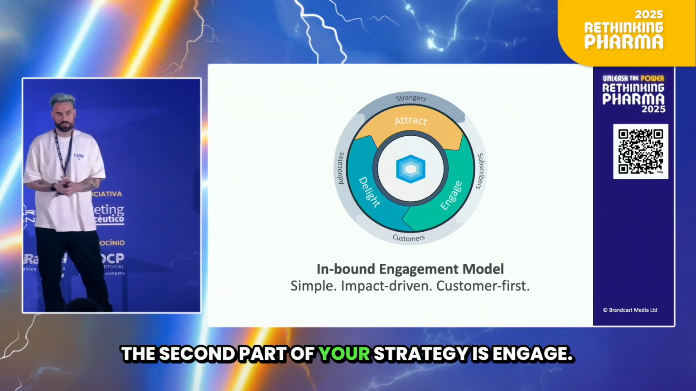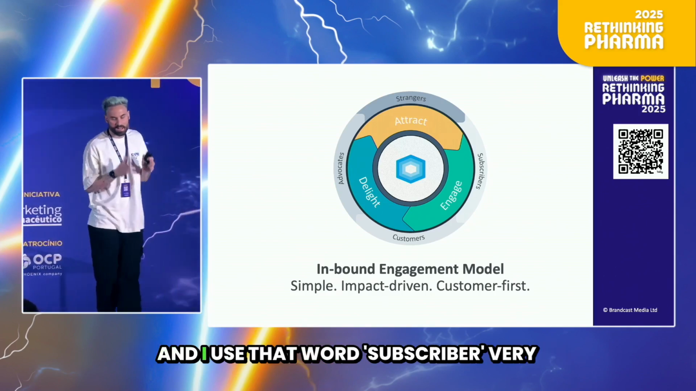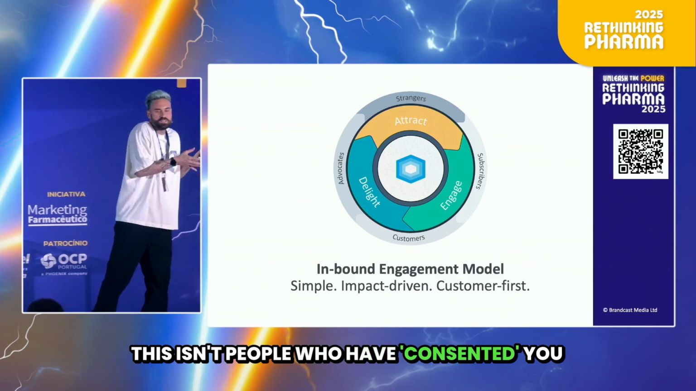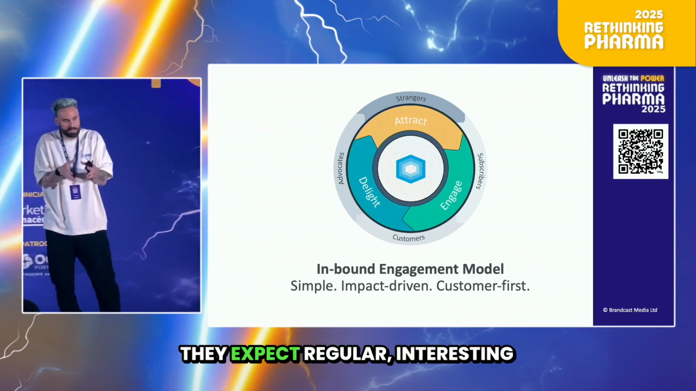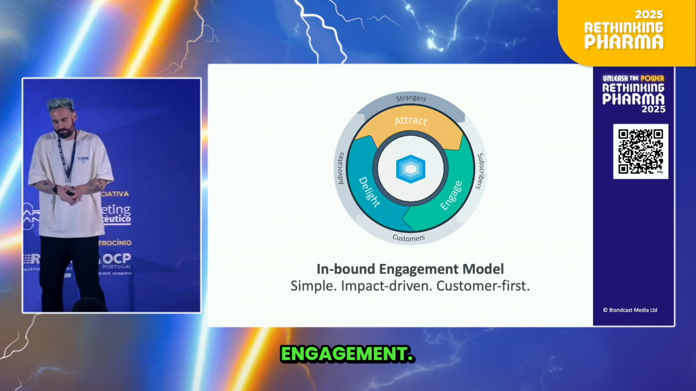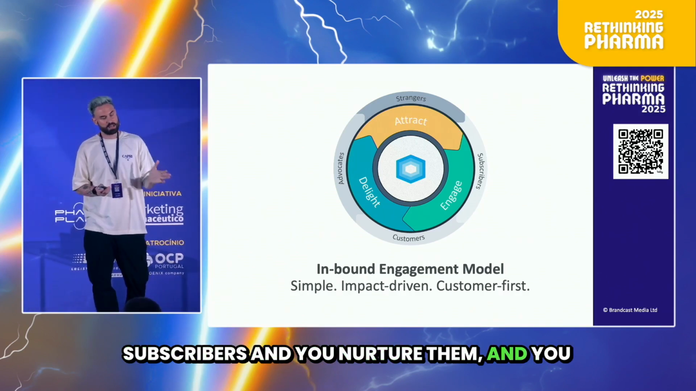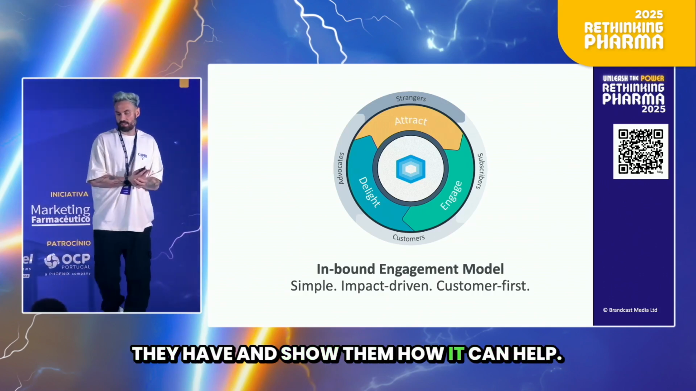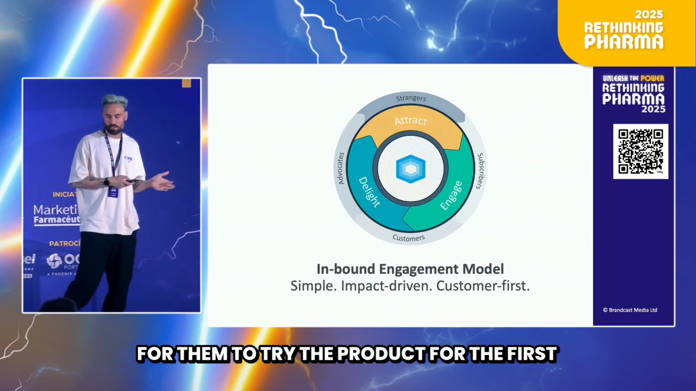The second part of your strategy is engage. This is where you take those subscribers, and I use that word subscriber very purposefully. This isn't people who have consented you to send them product information. These are subscribers. They expect regular, interesting engagement. You have a process where you take those subscribers and you nurture them and you introduce your product into problems that they have and show them how it can help. And the job at the end of that process is for them to try the product for the first time.